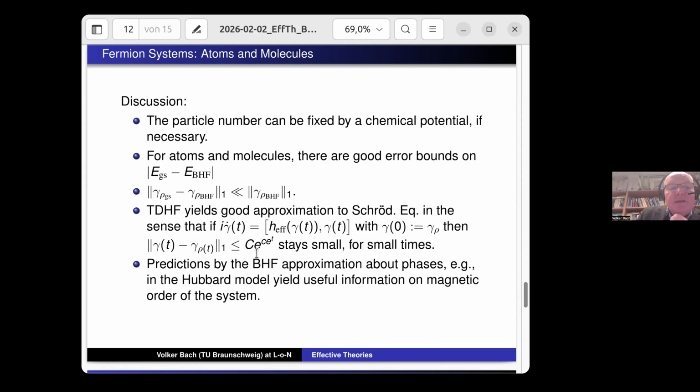So if you see the function here on the right, then it's the exponential of an exponential. So the right side grows in t very rapidly. So such an estimate, by the techniques that are used so far, is good only for very small times. So there has been a lot of work done on this question here.